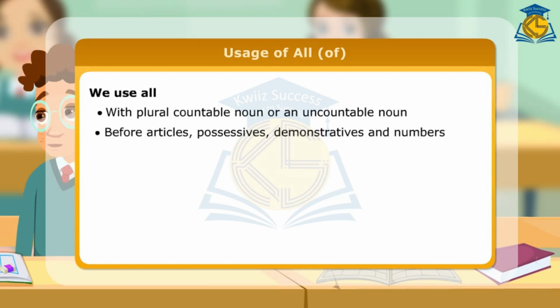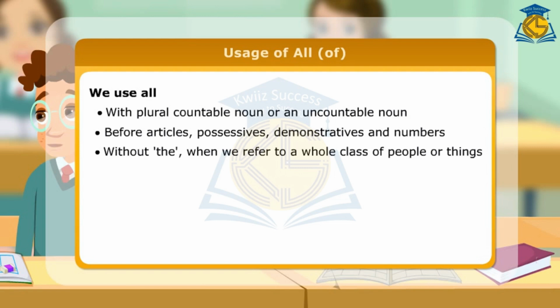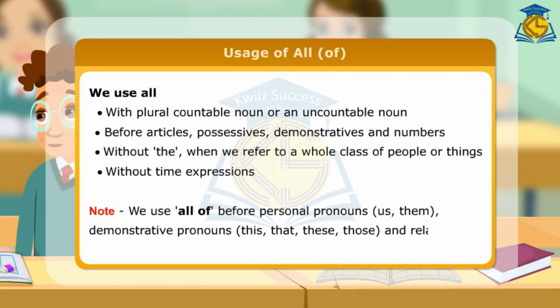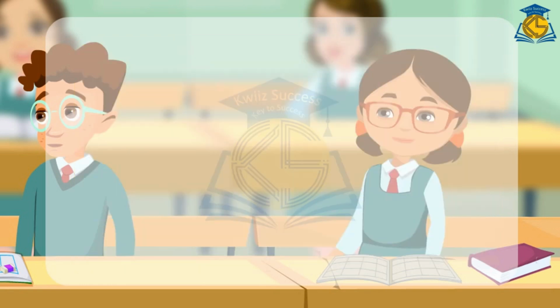numbers. Without the when we refer to a whole class of people or things. Without time expressions. Note, we use all of before personal pronouns, us, them. Demonstrative pronouns, this, that, these, those. And relative pronouns, whom, which.